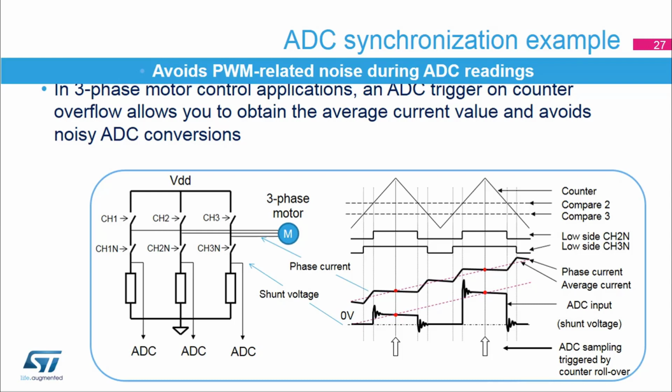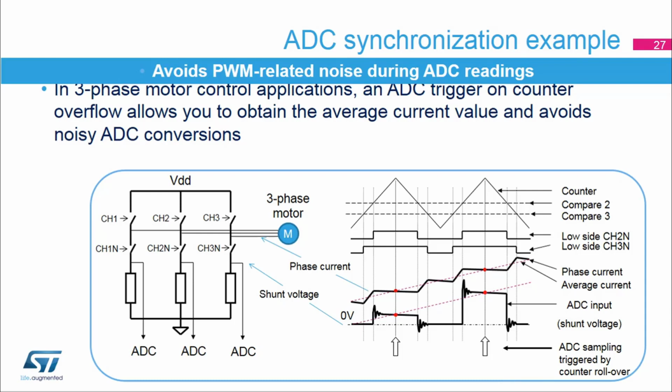The 2 bottom waveforms represent the current in the motor phase and the image of this current obtained on the shunt resistors. With this low-cost topology, the voltage can only be measured when the low side switches are on, which explains the square wave-shaped signal obtained on the ADC input.